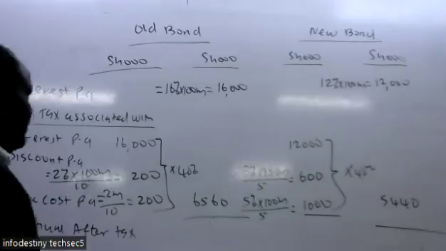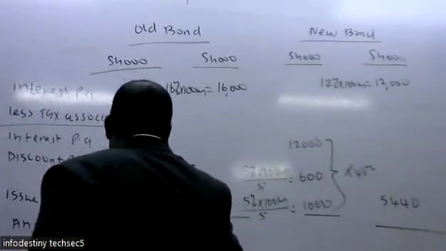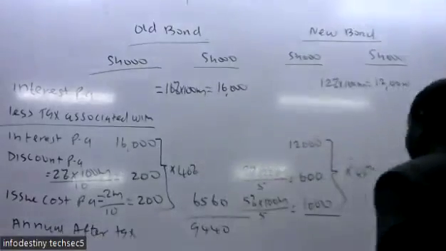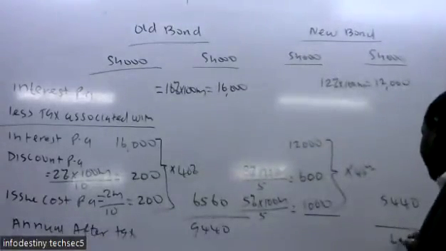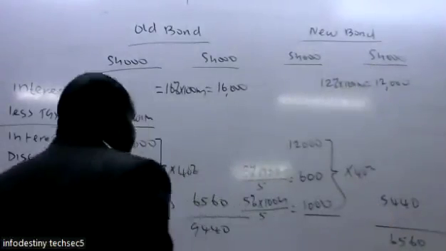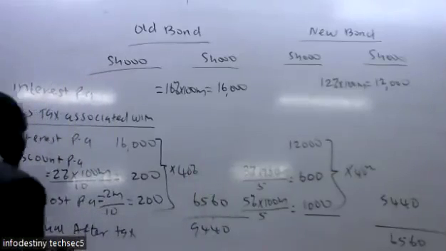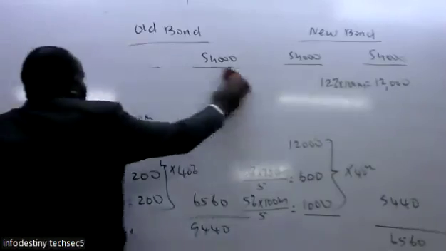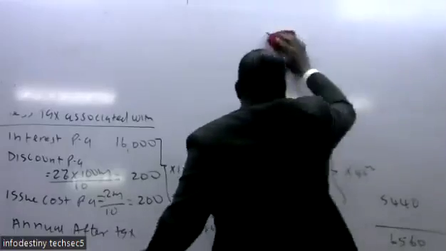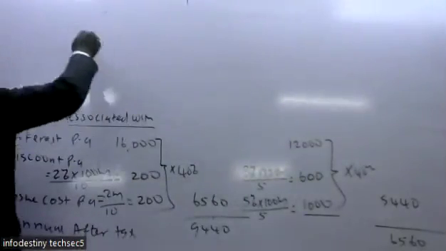So the one for the old bond is giving us which value? 9440. The one for the new bond should be which year? 6560. Yeah, so we want to get the savings. We compare the one for the old bond and the new bond. Then we net them. So we get the annual after-tax cost savings.